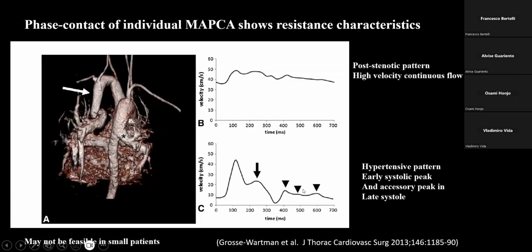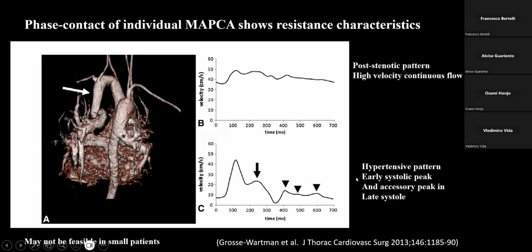This is another good example of the use of cardiac MRI to predict what's going on in the segmental lungs perfused by the MAPCAs. This patient has 2 MAPCAs. This is a 14-year-old patient, a late diagnosis of pulmonary atresia with MAPCAs. One MAPCA has this flow pattern, which essentially shows a critical stenosis, a stenotic pattern with high velocity continuous flow. The other MAPCA is very big and unobstructed for all the last 14 years.